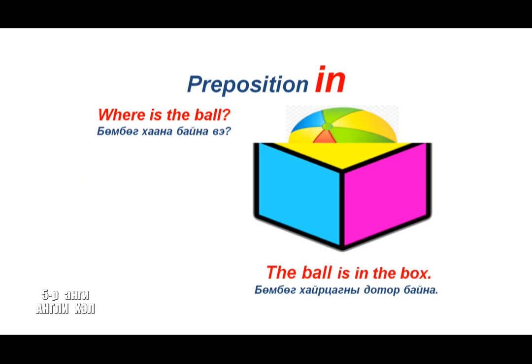Okay, now let's use preposition in. Where is the ball? Where is the ball? The ball is in the box.